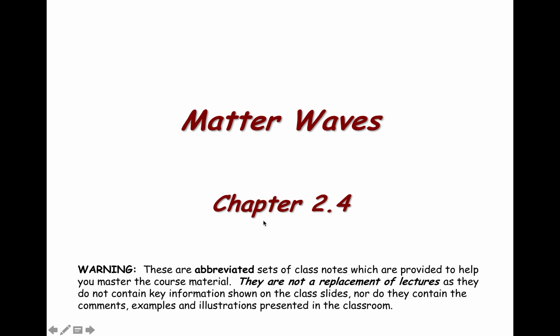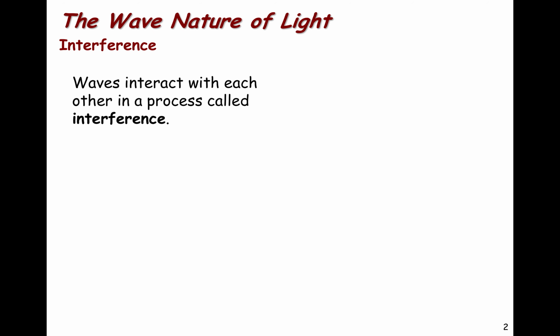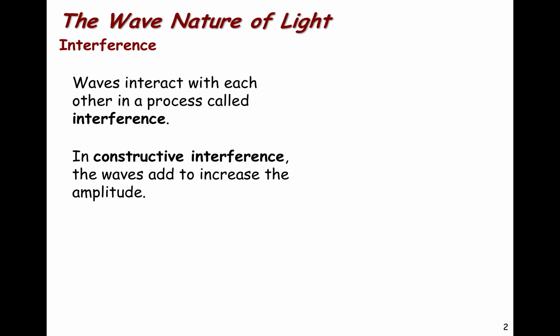In this section, we will be discussing the aspect of matter waves with respect to interference patterns. In terms of the possibility of waves interacting with one another, you can have a situation that's sometimes referred to as interference. There are two possible types of interference that we will consider.